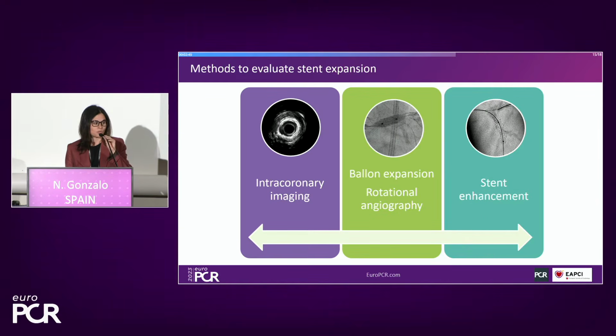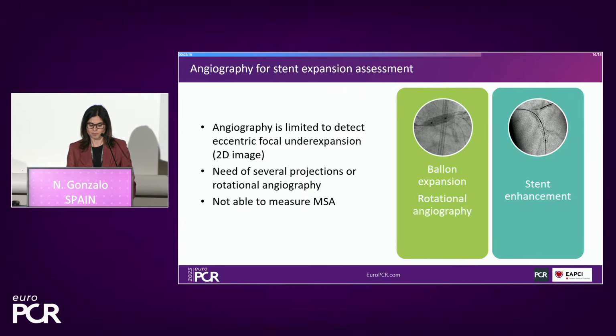And which methods do we have to evaluate stent expansion? Well, you can see that the gold standard, of course, is intracoronary imaging, but there are other ways that we can use in the lab to try to evaluate whether the stent that we're implanting is expanding appropriately. We always use balloon expansion. We can see the balloon expansion in different views. This is something that we use frequently, or rotational angiography, to see if the stent is expanding in different views. And there's also the possibility of using stent enhancement.